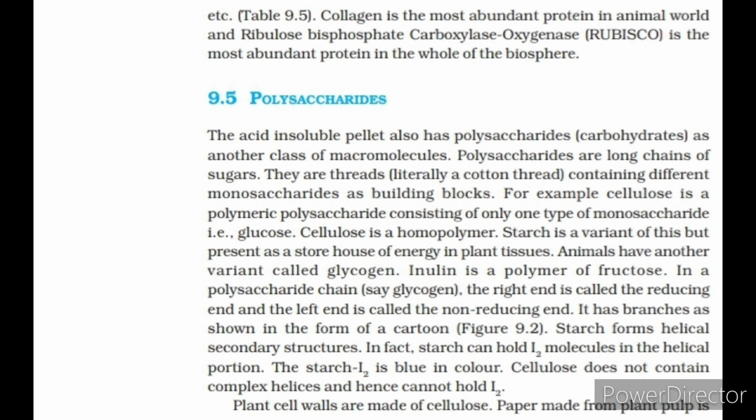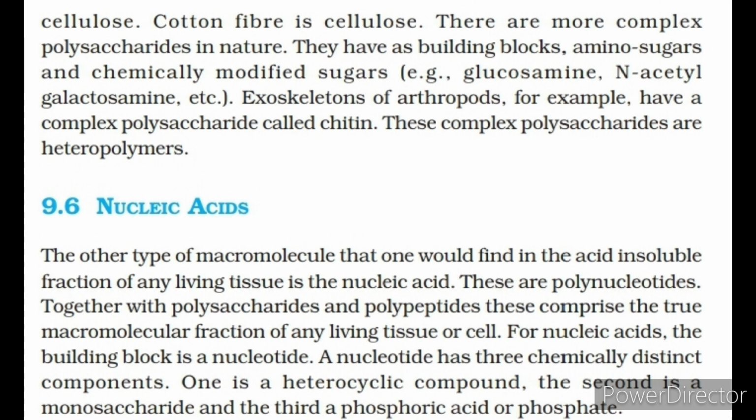Plant cell walls are made of cellulose. Paper made from plant pulp is cellulose. Cotton fiber is cellulose. There are more complex polysaccharides in nature. They have as building blocks amino sugars and chemically modified sugars, for example, glucosamine, N-acetyl galactosamine, etc. Exoskeletons of arthropods, for example, have a complex polysaccharide called chitin. These complex polysaccharides are heteropolymers.